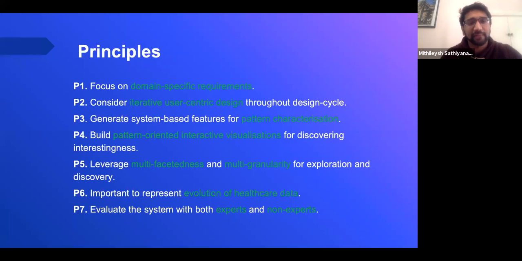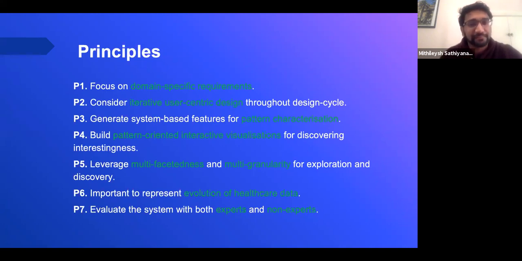That's principle 3. Principle 4, you need to build pattern-oriented interactive visualizations if you want to identify some interestingness in the data of a particular patient. For example, let's say a person has cancer and a professional wants to really understand what exactly happened, and the interesting notes captured by the previous doctors or other healthcare professionals. So we need a dynamic and interactive visualization that can quickly flesh out that kind of interestingness.